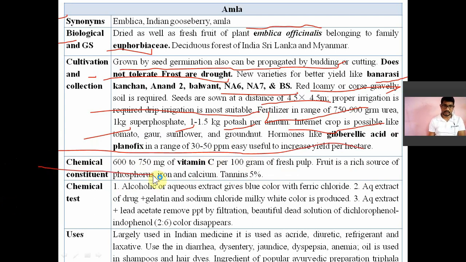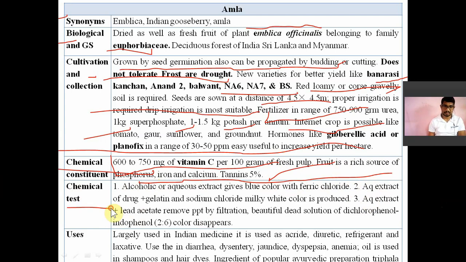Now chemical constituents: 600 to 750 milligram of vitamin C per 100 gram of fresh pulp. So if you obtain 100 gram of fresh amla pulp, you will get around 600 to 750 milligram of vitamin C, that is ascorbic acid. The fruit is a rich source of iron, phosphorus, and calcium. That's why amla is also useful in tonics. It is also an ingredient of Triphala churna.